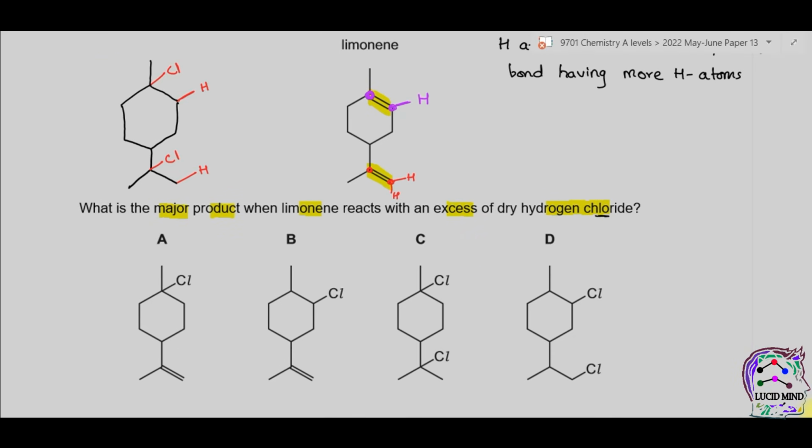Let's compare our product with the answers given. So Cl is in the correct place, hydrogen is not shown in the skeletal formula, and Cl is not here. Cl is in the wrong place, Cl is in the correct place, Cl is in the correct place, Cl is wrong, Cl is wrong. So the correct answer is then C.